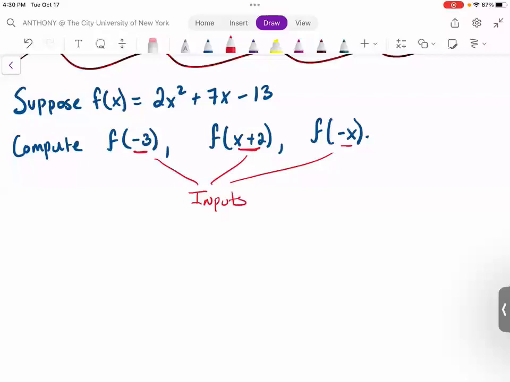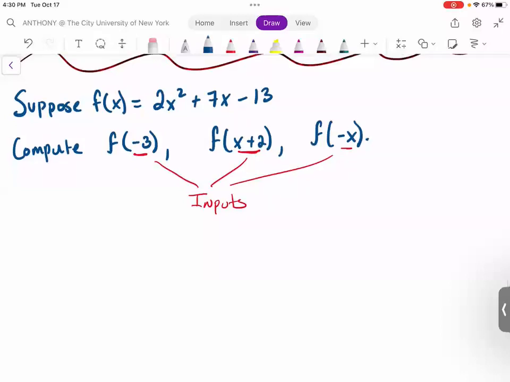Which means that you're plugging in those expressions, whether it's a whole number, an algebraic expression, or variable expression, into whatever function is given to you. So in this problem, f of x was the given function. It was defined as 2x squared plus 7x minus 13.